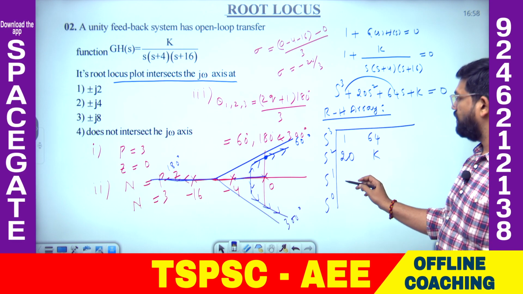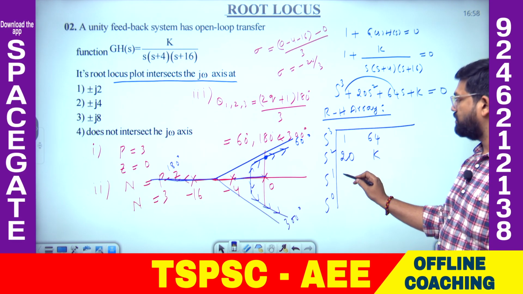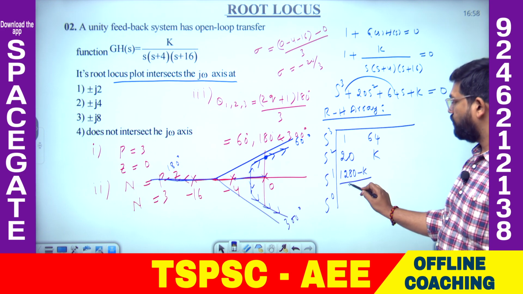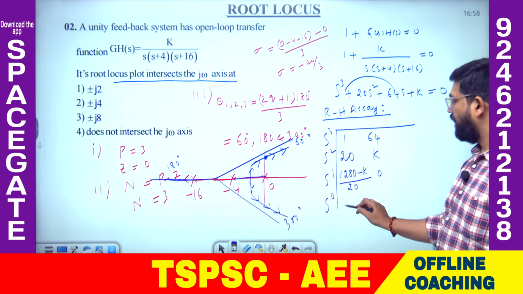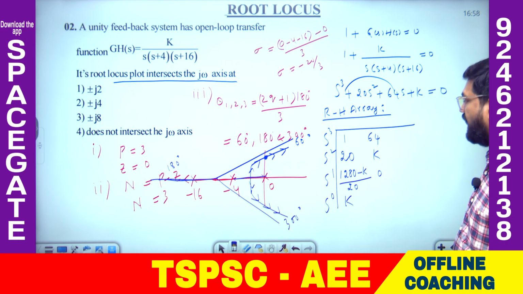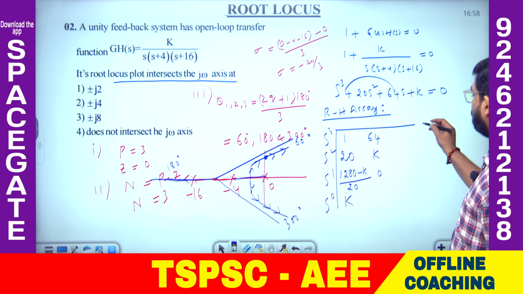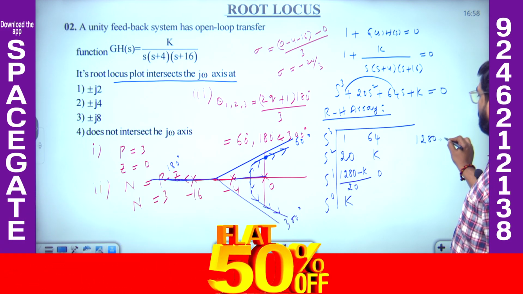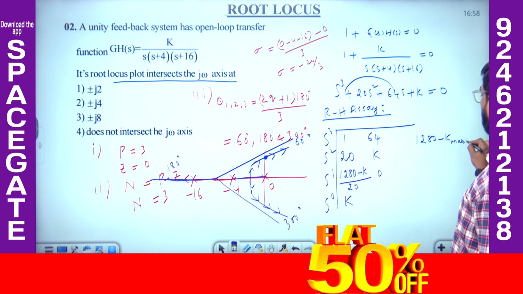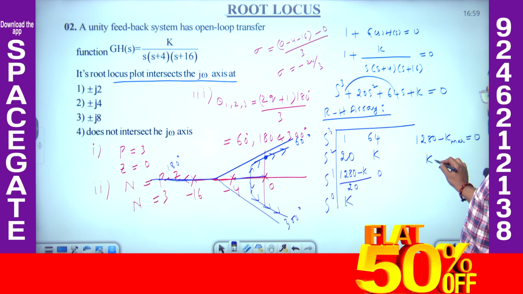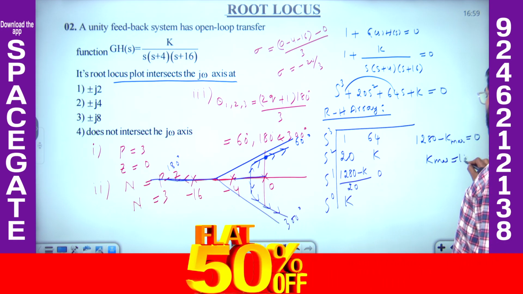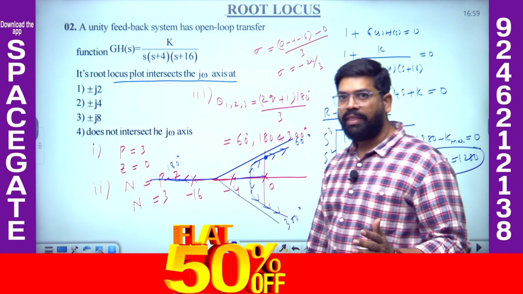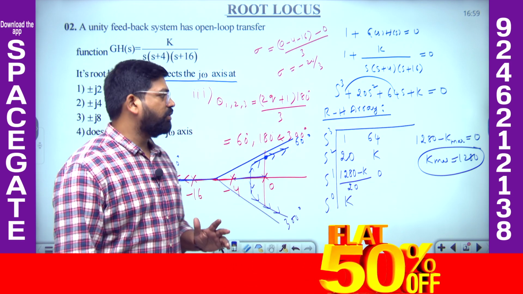So what is the value we will get? 20 into 64 means 1280 minus k by 20, and this one will be 0, and here we will get k. So exactly the s power 1 row becomes 0. S power 1 row becomes 0 means 1280 minus k marginal value is equal to 0, means k marginal is equal to exactly 1280. Exactly at k equal to 1280 it crosses the imaginary axis.